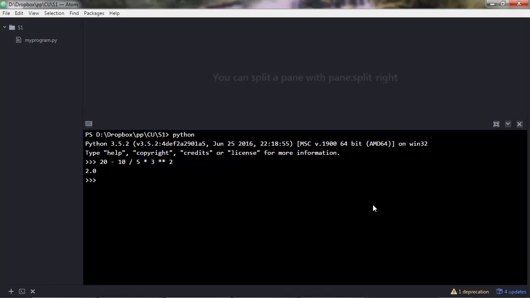So why did I write this long expression? Well, because I want to explain to you the order of operators. When you have multiple operators in an expression, the one to be executed first is the exponent. So we have 3 to the power of 2 here, and that will give us 9. So power is the first to be executed, and after that is division and multiplication.